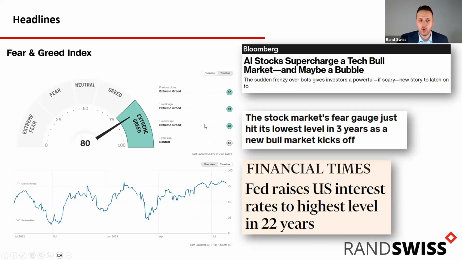We've had a huge run up in very specific stocks. So AI, a supercharged tech bull market they're talking about. You've also had the market's fear gauge hitting the lowest level in 3 years, so volatility has come down. No one is afraid of markets. So if you're thinking back to Warren Buffett, you be greedy when others are fearful, and you be fearful when others are greedy. There's greed in the market at the moment.